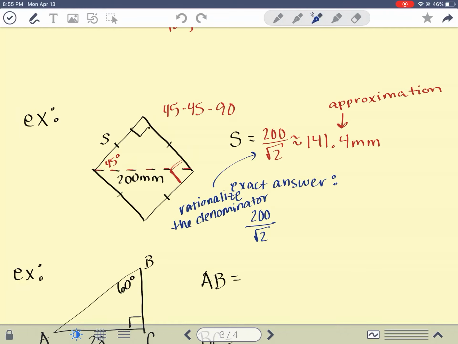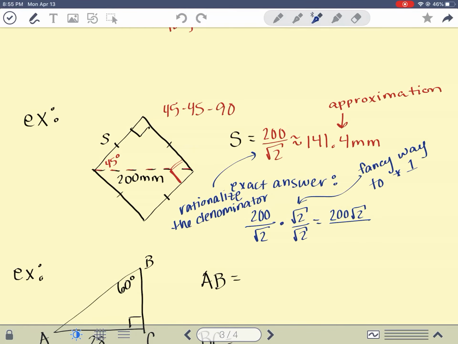So we are going to take this 200 divided by square root of 2, and we are going to multiply it by the square root of 2 over square root of 2. This is really just a fancy way of saying 1. It's a fancy way to multiply by 1. Anything over itself is going to equal 1. So we are just taking this number and making it look a little different.